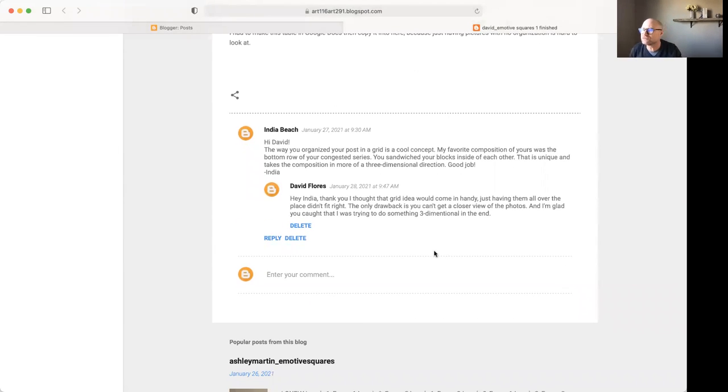I see here that you did in fact reply to India's feedback. "The way you organize your post in a grid is a cool concept. My favorite composition was the bottom row of your Congestion series. You sandwich your blocks inside each other. That's unique. Take the composition in more of a three-dimensional direction. Good job." Then you wrote back, "Hey India, thank you. I thought that grid idea would come in handy. Just having them all over the place didn't fit right. The only drawback is you can't get closer to view the photos."